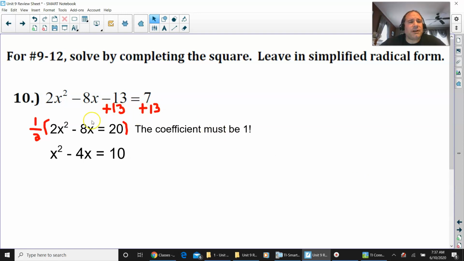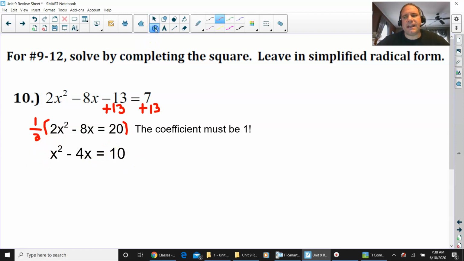Plus 13 on both sides, and then you have 2x squared minus 8x equals 20. The coefficient in front of the x squared must be 1. So I am going to factor out a half. Remember, this must be 1 for the completing the square method to work. So when you factor out a half, half of 2 is 1, half of 8 is negative 4, and half of 20 is 10. So now this is your new equation.